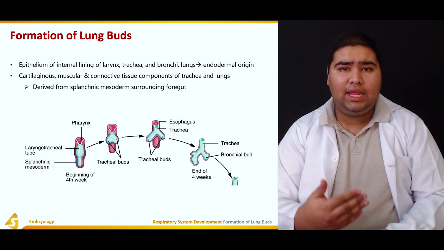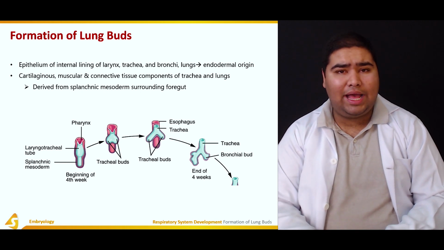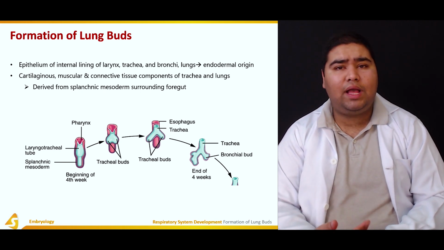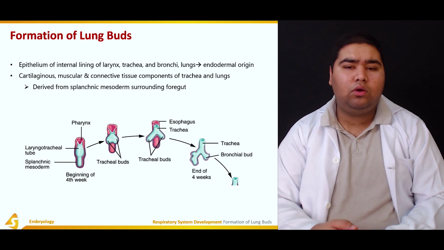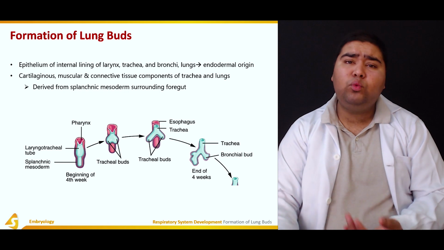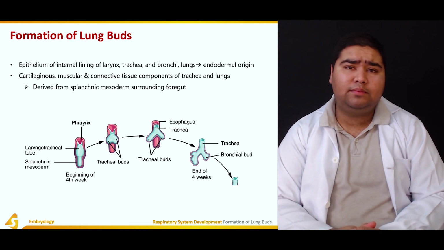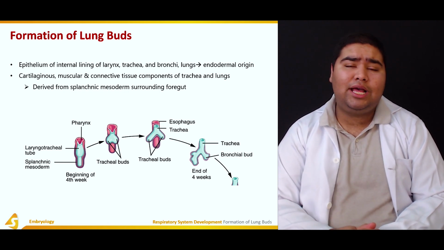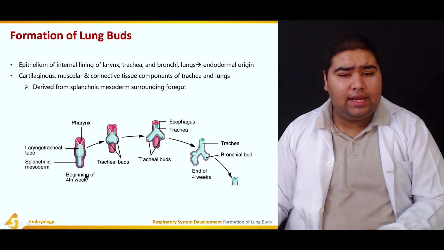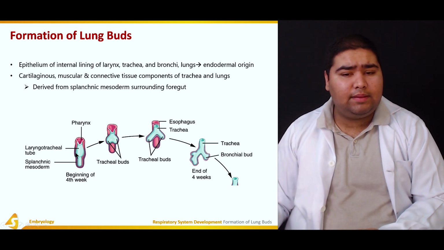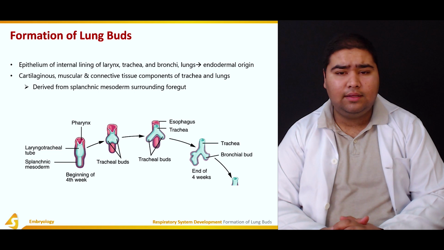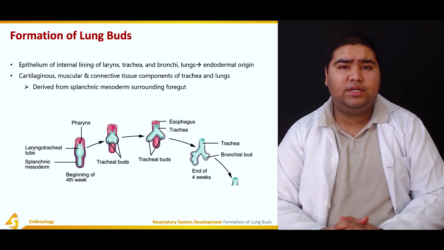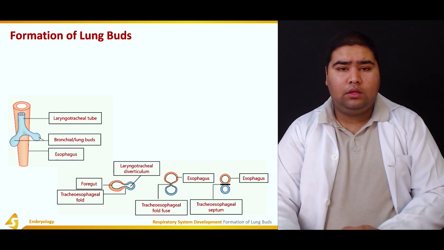So the lining is endodermal in origin, and the cartilage, the connective tissue, and the muscular component is splanchnic mesodermal in origin. And where does this splanchnic mesoderm come from? It lies along the foregut, and here in the figure you can see this in brown is the splanchnic mesoderm. It is contributing the muscular, the cartilaginous, as well as the connective tissue components to the developing lung bud.